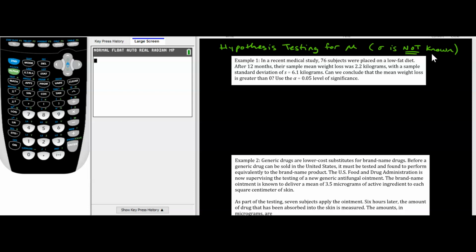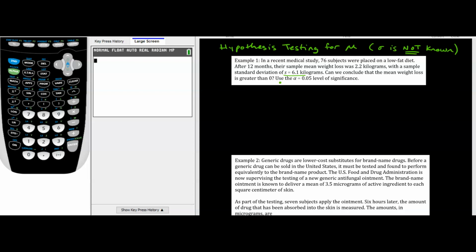So here's example 1. In a recent medical study, 76 subjects were placed on a low-fat diet. After 12 months, their sample mean weight loss was 2.2 kilograms, with a sample standard deviation of S equals 6.1. Can we conclude that the mean weight loss is greater than 0? Use the alpha equals 0.05 level of significance. So the first thing that you should note is we're doing a hypothesis test.